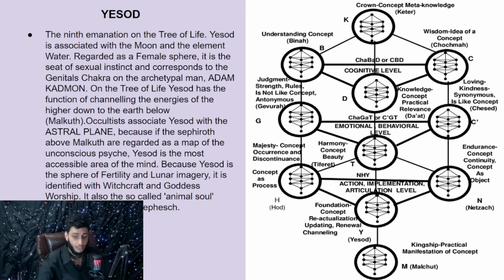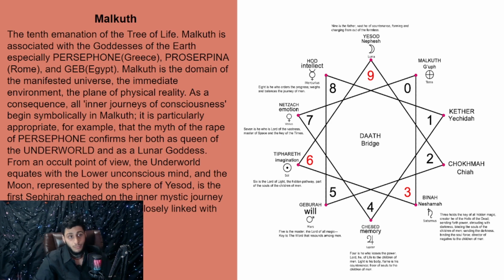So to round it all off, we have the Malkut, the 10th emanation of the tree of life. Malkut is associated with goddesses of the earth, especially Persephone from Greece, Proserpina from Rome, and Geb from Egypt. Malkut is the domain of the manifested universe, the immediate environment, the plane of physical reality. As a consequence, all inner journeys of consciousness begin symbolically in Malkut.